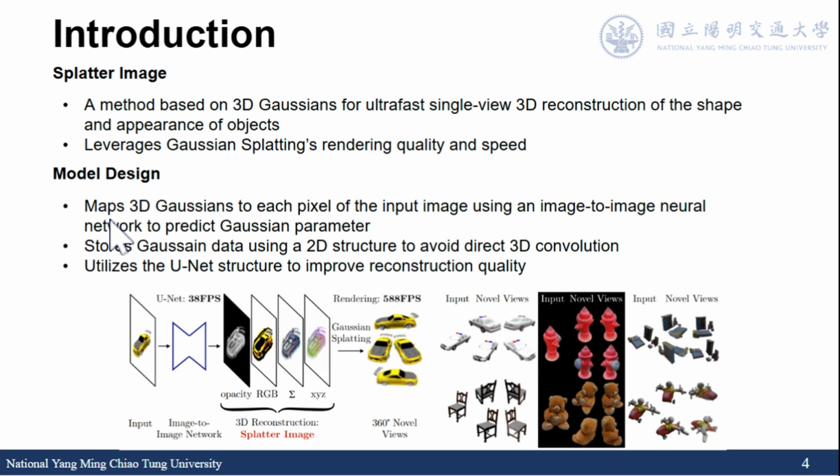First, it maps 3D Gaussian parameters such as opacity, position, shape, and color to each pixel of the input image using an image-to-image neural network. Second, Gaussian data is stored in 2D structures, avoiding the computational cost of direct 3D convolution. Third, a UNet model is used to capture fine details, improving reconstruction quality. And this figure describes the outline of the model.